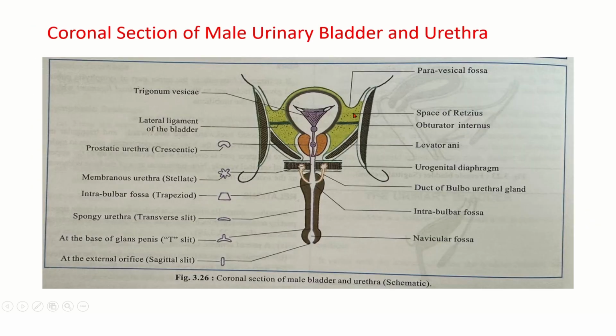So, you can see here, this is the space of Retzius. You can see above it is bounded by the paravesical fossa. So, this will be the levator ani, and this is the obturator internus. You can see laterally this is bounded by the fascia covering obturator internus and levator ani. Medially it is the inferior lateral surface of the bladder and prostate.